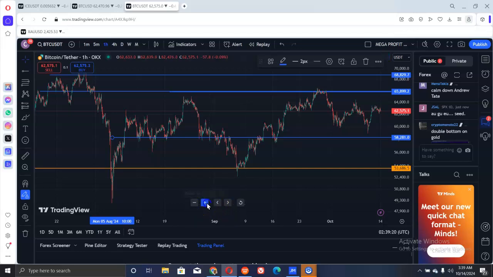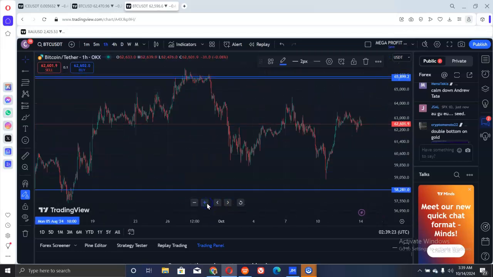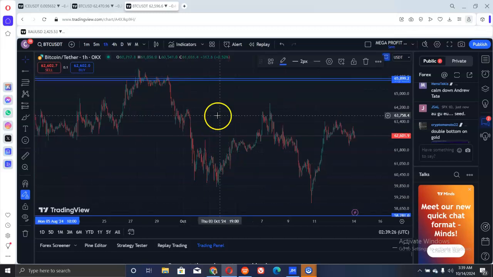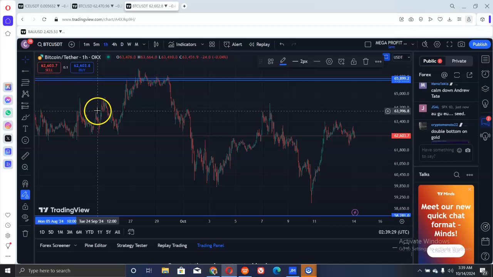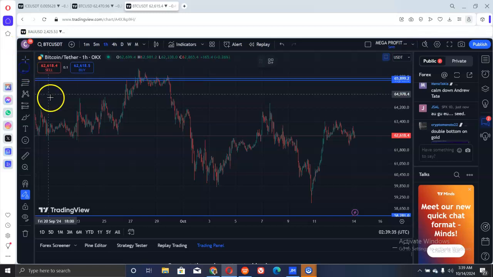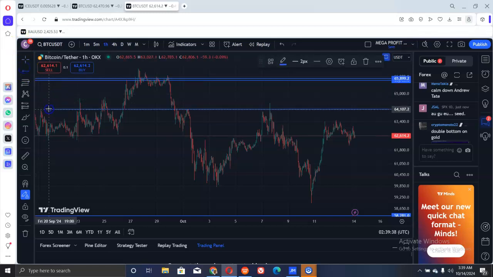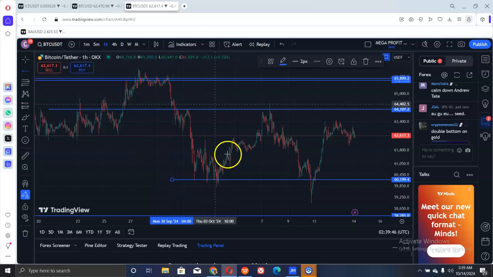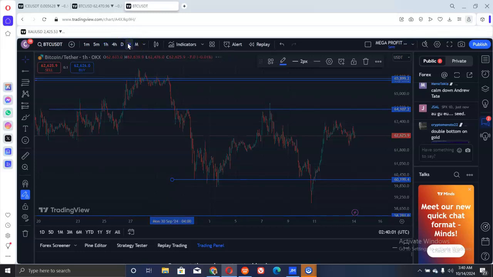let's zoom the screen. At the moment, let's zoom the screen. So here we have a resistance line here. We have a resistance here. So market will tend to be resisted at this level. So if the bulls move up, mind you, we also have a support here. Okay, so if the bulls move up to this level, they will be resisted and market tends to drop down before going up again.